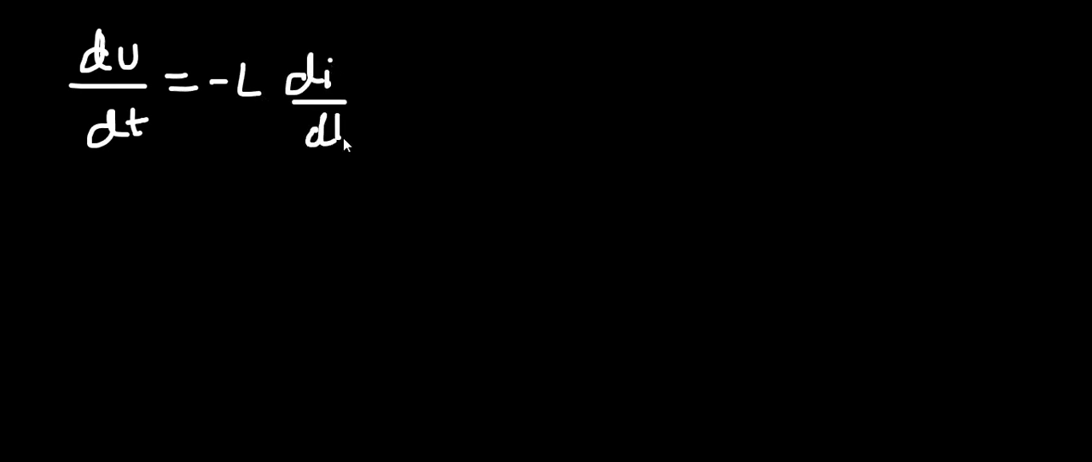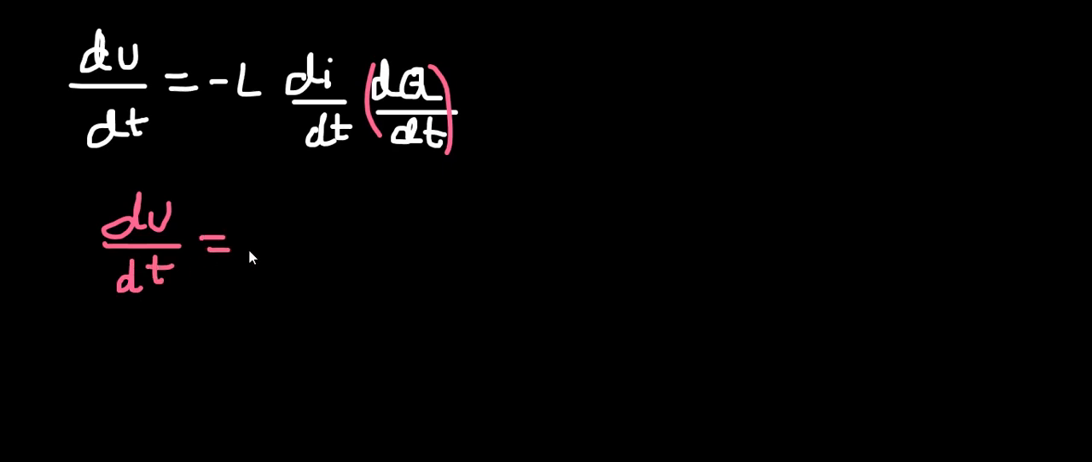Finally, our equation is du by dt is equal to minus inductance into di by dt, into dq. Dividing dt on both sides, dq by dt can be written as I. So I'm just converting this: du by dt is equal to minus inductance, I, di by dt. Understood? This is very simple, you can write it.